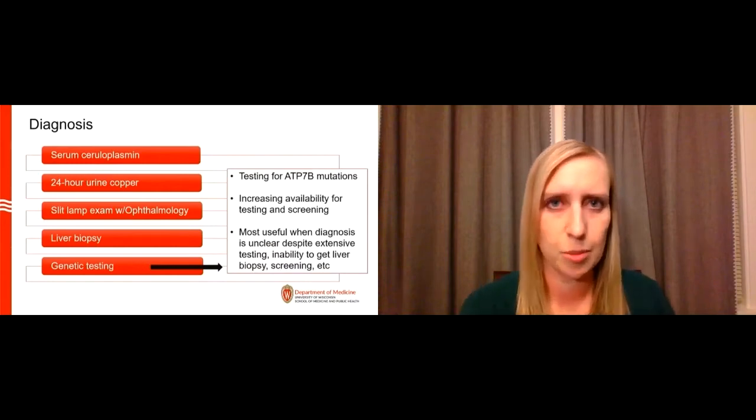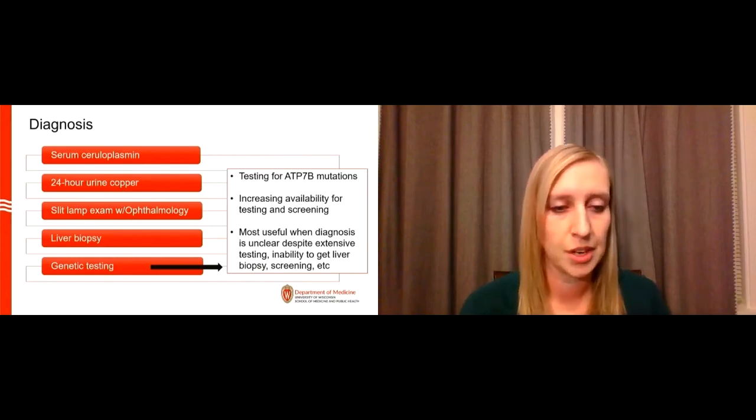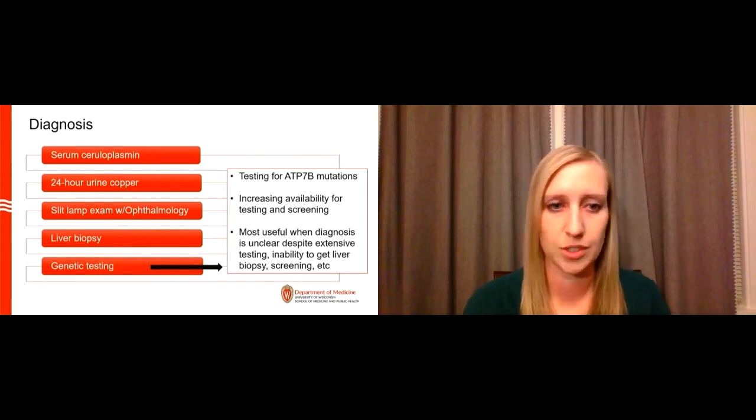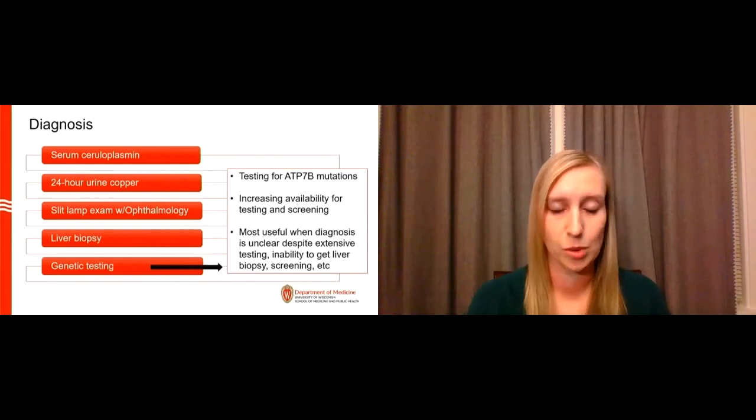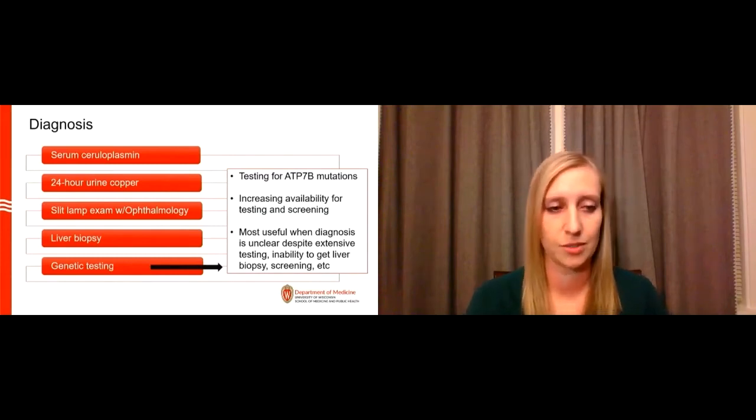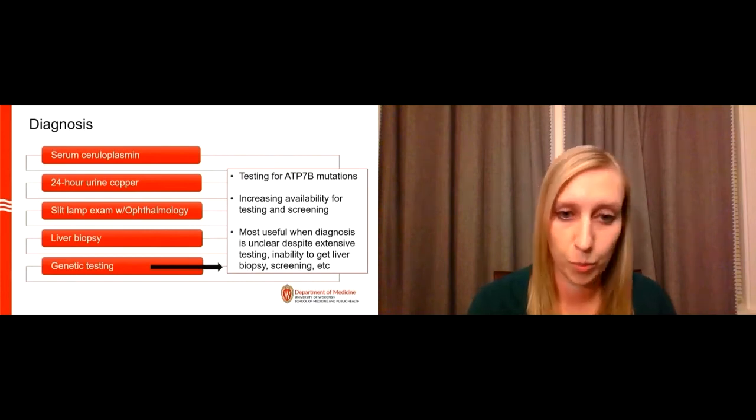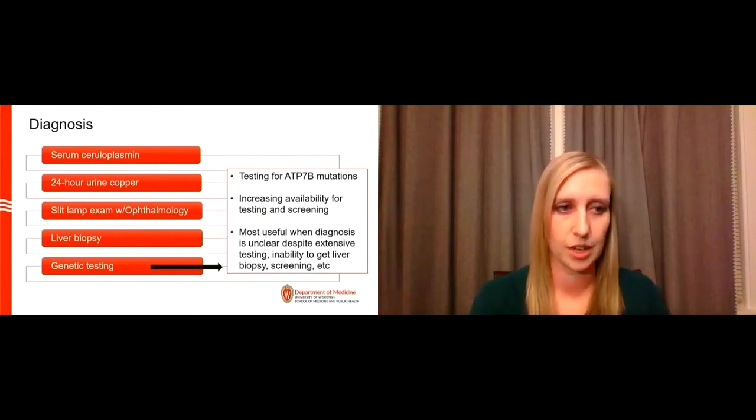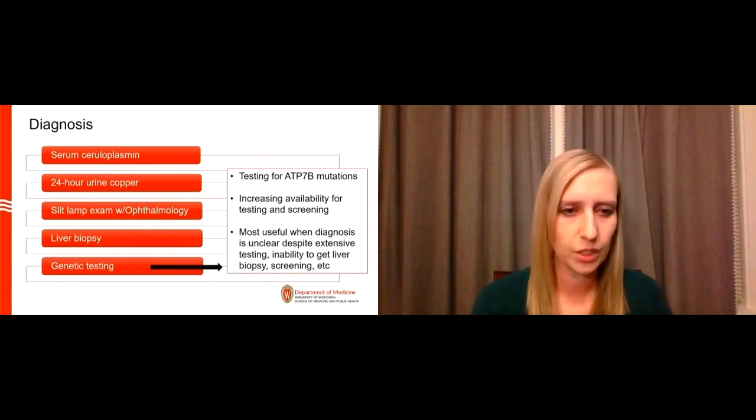Genetic testing is also becoming more common as it's becoming more available for the diagnosis of Wilson disease. So this is testing for mutations and abnormal alleles on the ATP7B gene. It's most useful when diagnosis remains unclear despite doing extensive testing and the above tests. It's also useful when we have an inability to get a liver biopsy for one reason or another, as well as for screening, as I'll mention later. So these are the typical tests we'll use in addition to clinical features to diagnose Wilson. Next slide, please.